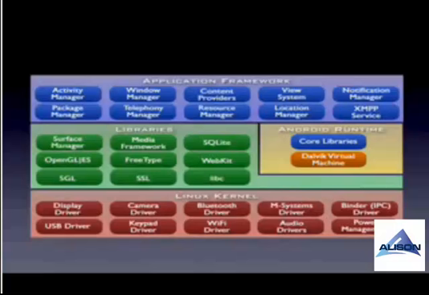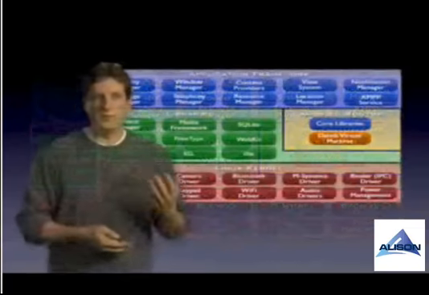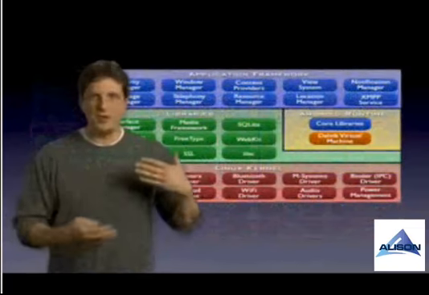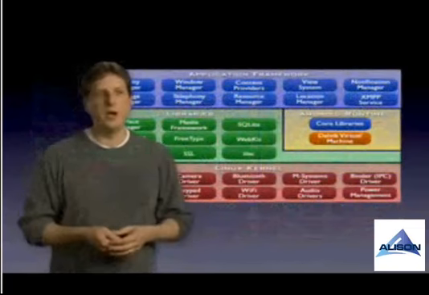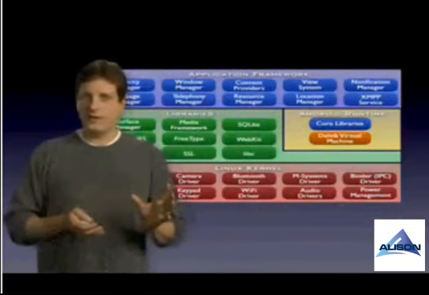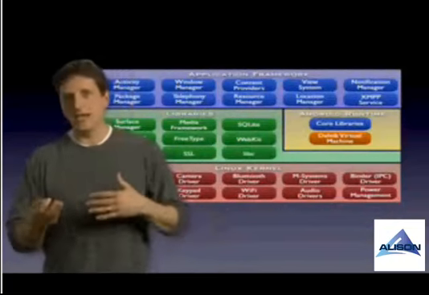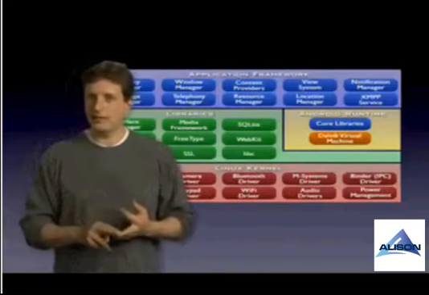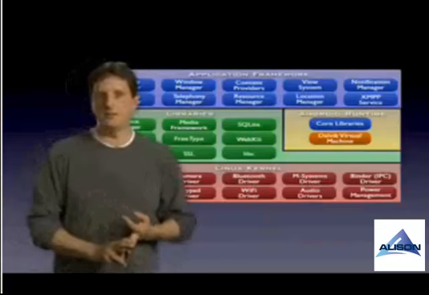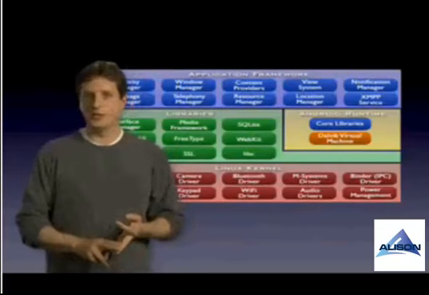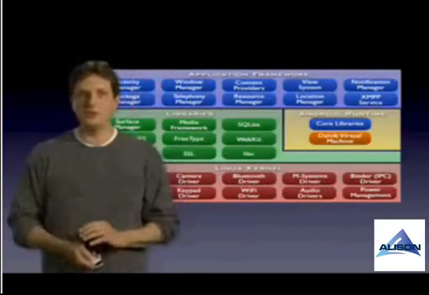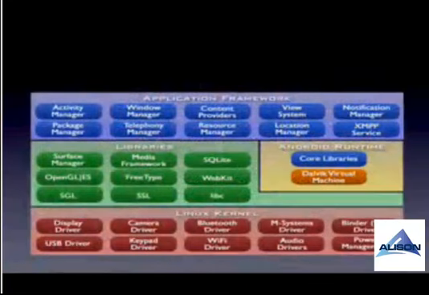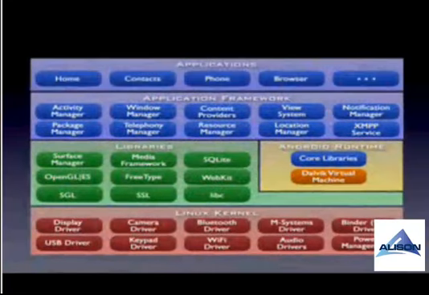I'm just going to touch lightly on the remaining four boxes: View System, Location Manager, Notification Manager, and XMPP Service. The View System contains things like buttons and lists, all the building blocks of the UI. It also handles things like event dispatching, layout, drawing. Location Manager, Notification Manager, and XMPP Service are some APIs that I think will allow developers to create really innovative and exciting applications. And the final layer on top is applications.